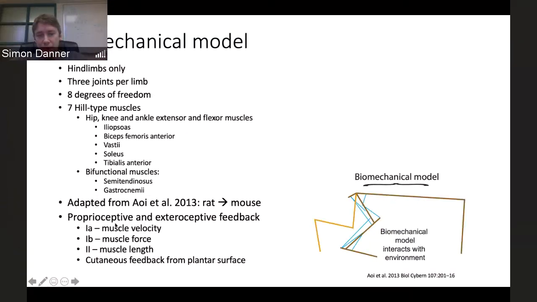The proprioceptive feedback and exteroceptive feedback can be calculated from the muscle velocity, muscle force, muscle length, and also from the ground reaction force. So we have 1A and type 2 spindle feedback, we have 1B Golgi tendon feedback, and cutaneous feedback from the plantar surface of the feet.